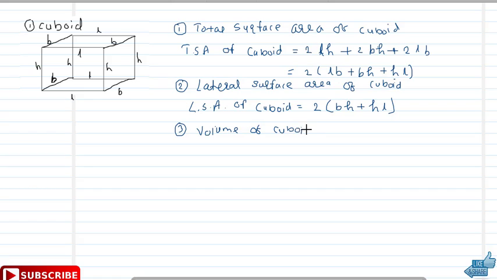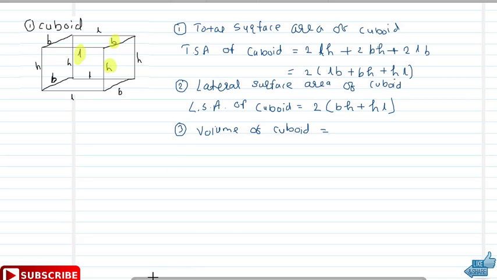Now volume of cuboid, just remember one thing: the volume depends on 3 variables. The first variable is length, the second variable is the breadth, and the third variable is the height. So it depends on these 3 variables, because we can extend this cuboid in this direction.